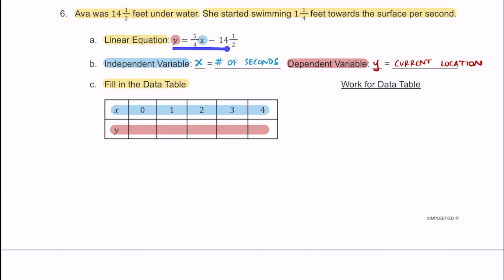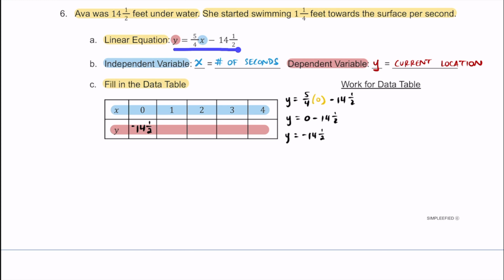Let's take this linear equation and say that x is going to be 0 first. So if 0 seconds go by, we're going to write y is equal to 5/4, multiplied by 0, so times 0, and then we're going to subtract 14.5. So let's minus that. And so we're going to have 5/4 times 0. That's still going to be 0. 0 minus 14.5 is just going to be negative 14.5. So that's going to be the location of Ava if no time goes on. So she's going to stay put right where she began.